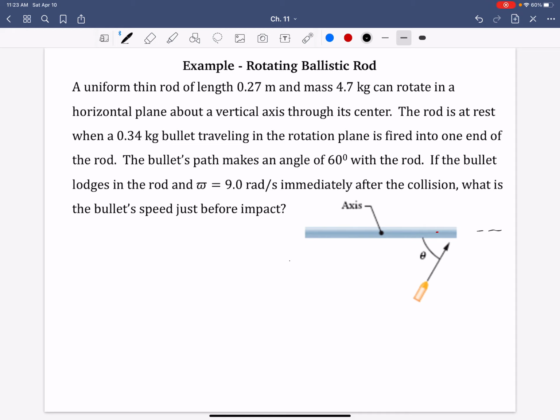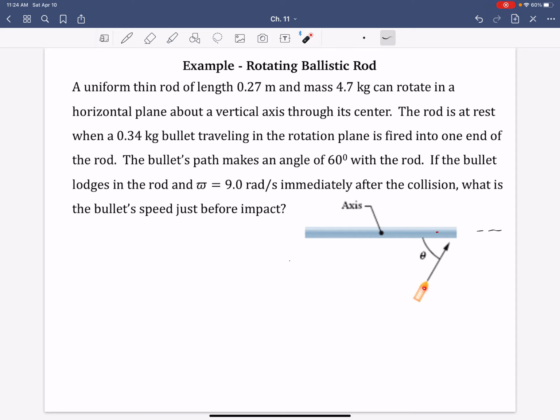So the problem situation is we have a long rigid rod right here of length, we'll say L. It's fixed about a pivot point at the center, so that effectively acts as its axis. This is kind of a top-down view, so gravity plays no part here.